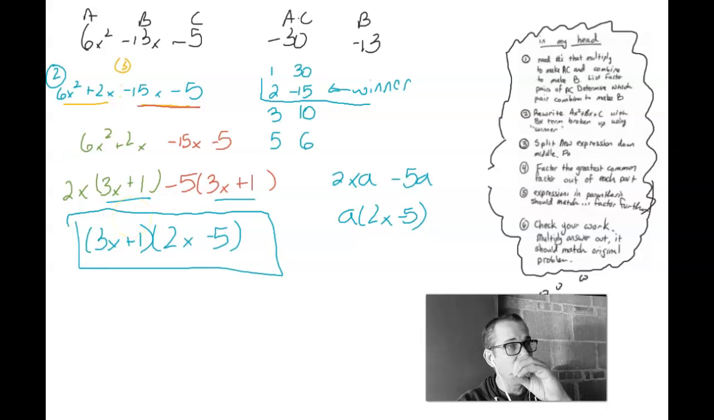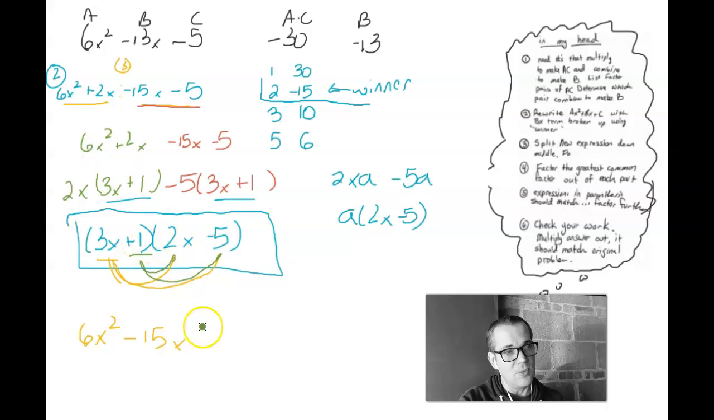Now I'm going to check it. I'm going to check it in yellow. I'm going to multiply everything in this set of parentheses by this 3x. 3x times this and 3x times this. 3x times 2x is 6x squared. 3x times negative 5 is negative 15x. I'm going to move to the next term in the set of parentheses and multiply it by everybody over here. 1 times 2x, 2x. 1 times negative 5 is negative 5.